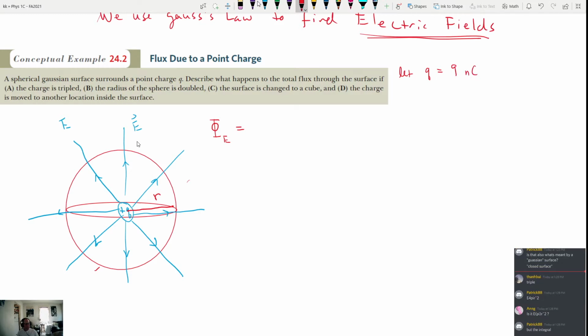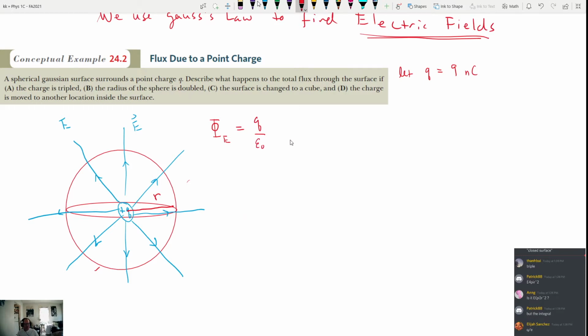Is it the electric field times pi r squared? Maybe, but we don't really know what the electric field is right now. I just tell you I have a surface, I put one charge inside of it. Yeah, Elijah has the right answer. It's Q, the size of the charge, divided by epsilon naught.